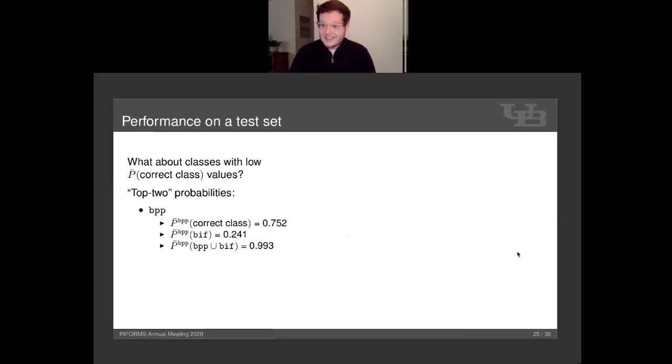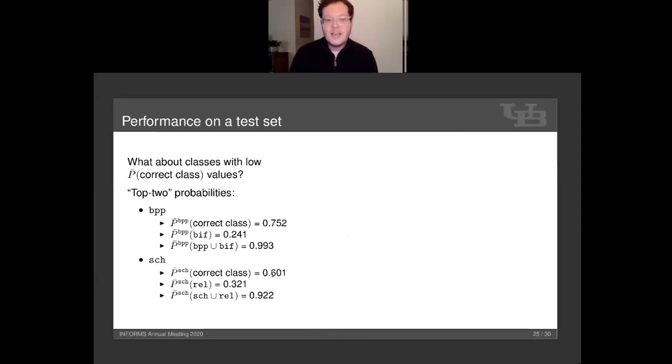But the next highest class probability was that they came from the bin packing problem with item fragmentation. And so if we combine the probabilities of belonging to these two classes, then we find that there is a 99.3% chance that our bin packing test instances come from either the bin packing problem or the bin packing problem with item fragmentation. We see a similar trend here with the scheduling problem.